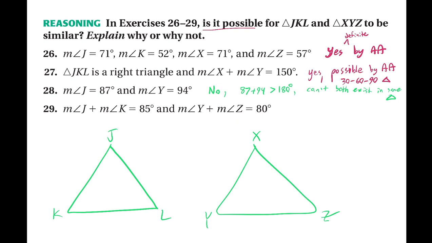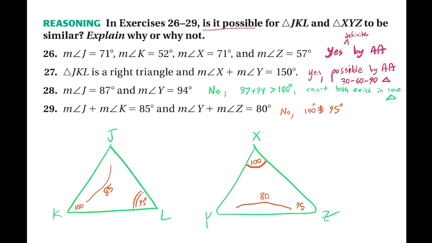This is good. Measure of J plus K. I'll do it in that burnt orange. Okay, J plus K summed to 85. That means the leftover is what? 95 over here. Okay, and then the last one is Y plus Z summed to 80. So that means this is 100. Again, this is the same question as the last one. We know we have 100 here and we know we have a 95 here. Well, if they're similar, that means there's also 100 over here and a 95 over here, but that can't be, so no. And again, same reason.